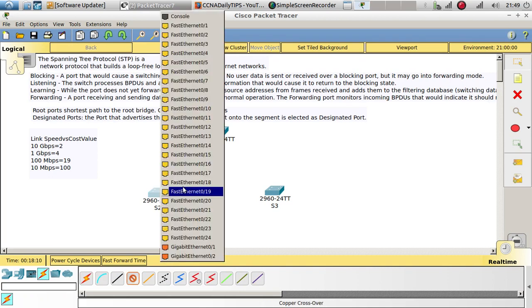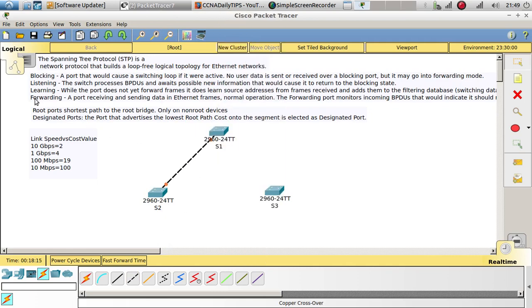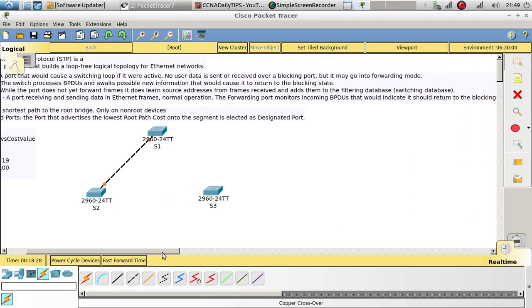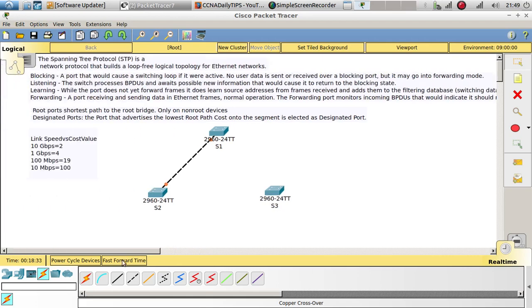I'm going to show you right now when I plug it in. When this goes green over here, that's when it's forwarding, so that's the last state. A port receiving and sending data in Ethernet frames is normal operation. The forwarding port monitors incoming BPDUs that will indicate it should return to the blocking state to prevent a loop. Okay, so that's what it does. There it is. When it is green right here, that means it is in the forwarding state.